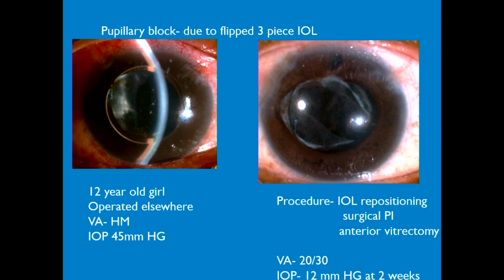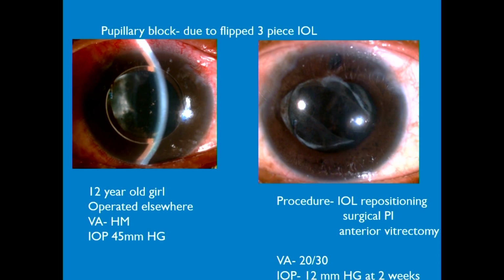What is wrong in this picture, the first picture? There's a pupillary block, we know. The IOL has moved forward. It is in front of the pupil area. Why has it happened? What type of lens is it? Okay. What is unique about the three-piece lens? Yeah. So what if it's implanted upside down? What happens? Correct. The three-piece lens has a vault.